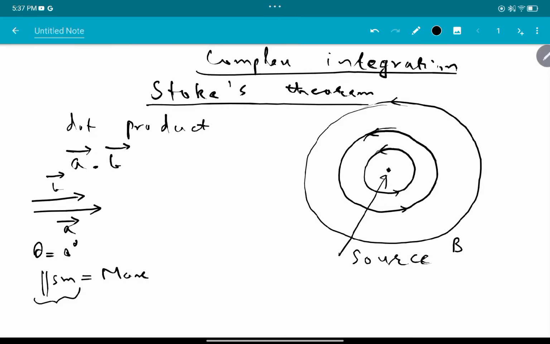Now, suppose you have this situation. You have this vector A, and then you have vector B like this. On the face of it, you will say that these two are no longer parallel.